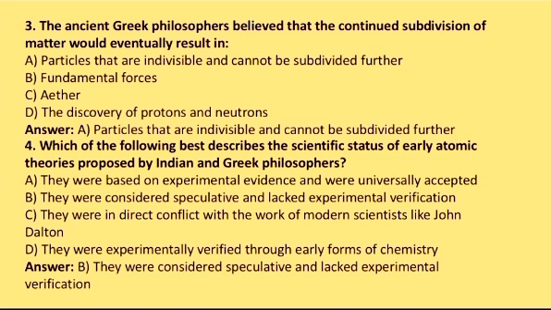Now, question 4. Which of the following best describes the scientific status of early atomic theories proposed by Indian and Greek philosophers? We have 4 options, and B is the right answer. That means they were considered speculative and lacked experimental verification.